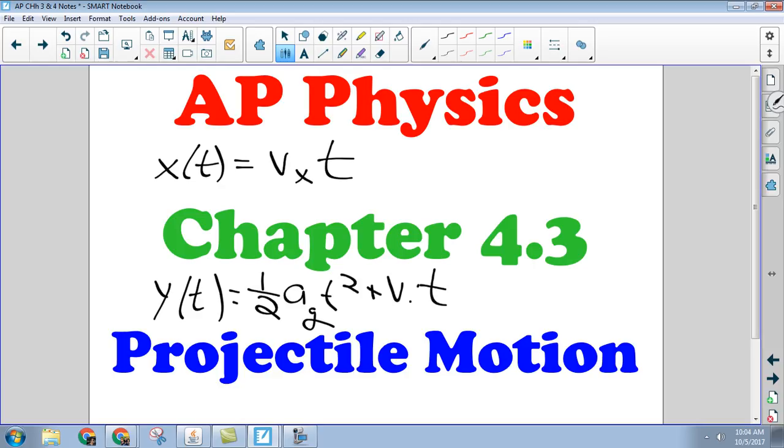Isn't that like one half a t squared? Right? Oh, what did I forget? Actually, I forgot two things. Plus v initial t. Good. This v initial should be v_iy, right? Because we're just interested in the vertical motion. Plus, the thing might not have started out on the ground.